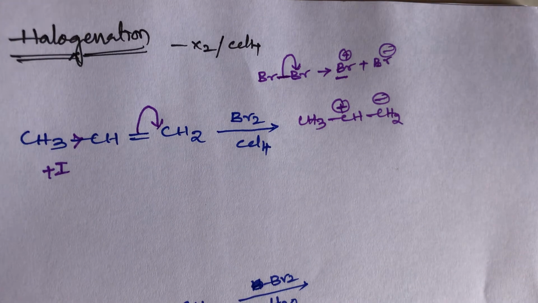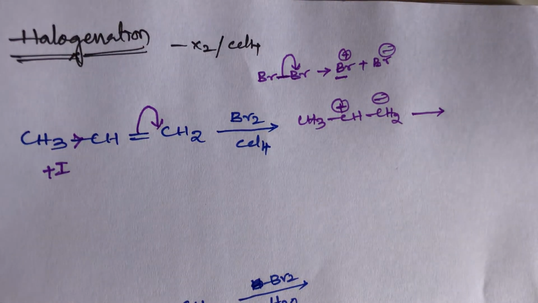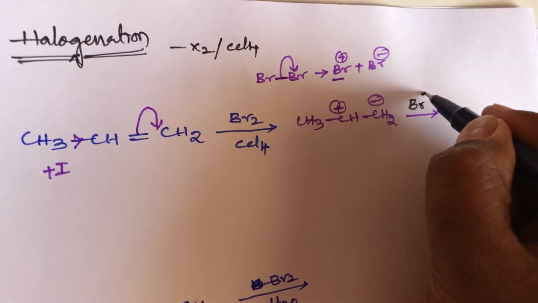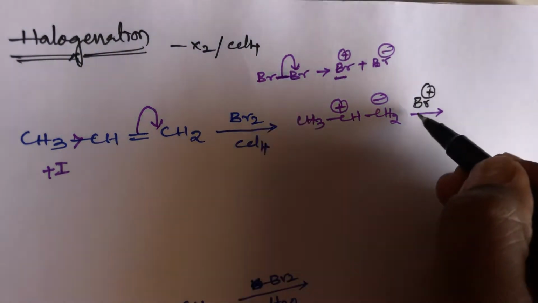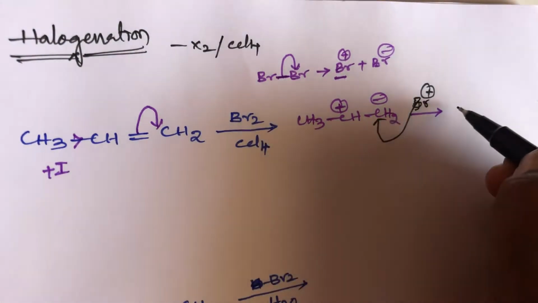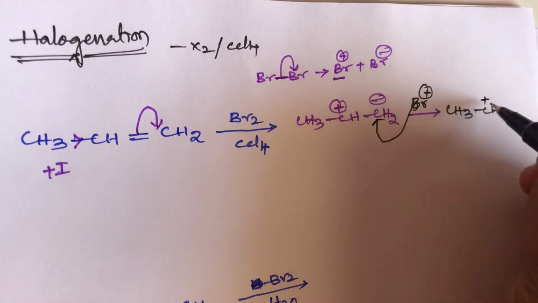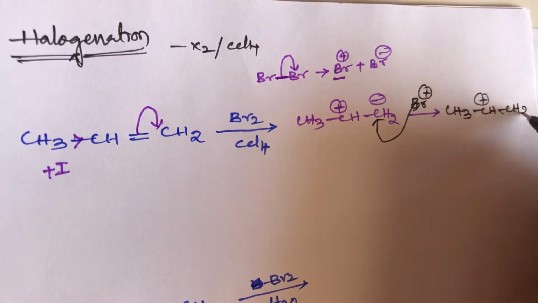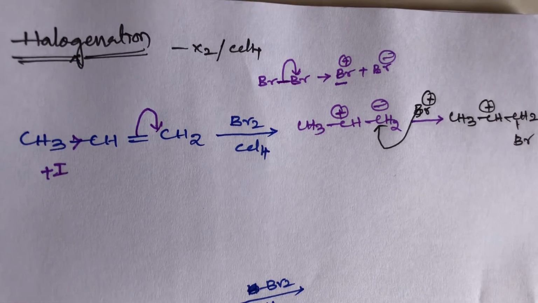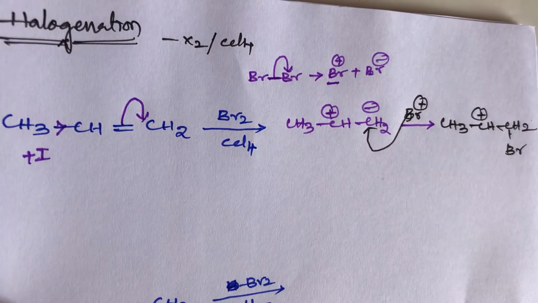So in an electrophilic addition reaction, the first attacker is the electrophile, that is Br plus. This Br plus always attacks the negative charge side. We get the intermediate compound, CH3 CH plus then CH2Br. This is the intermediate carbocation that is formed.